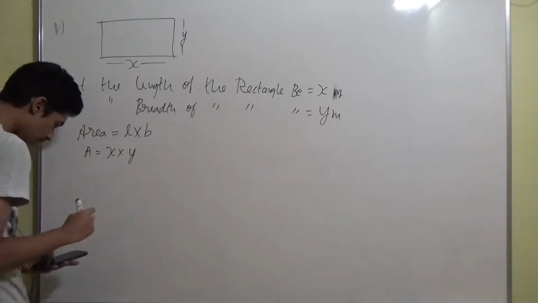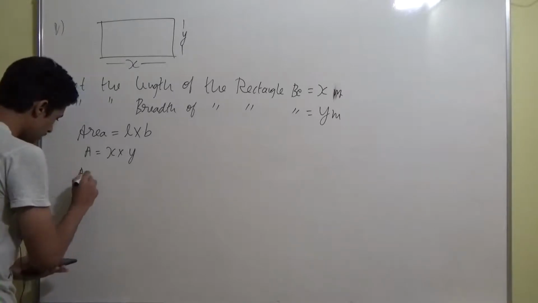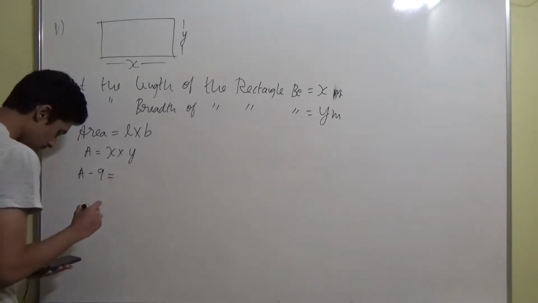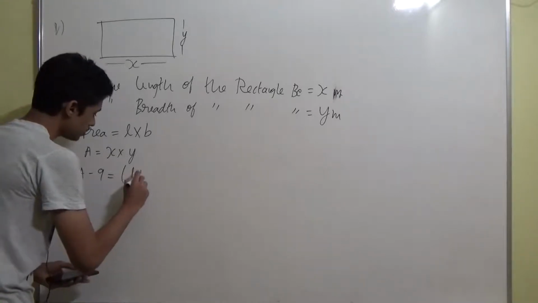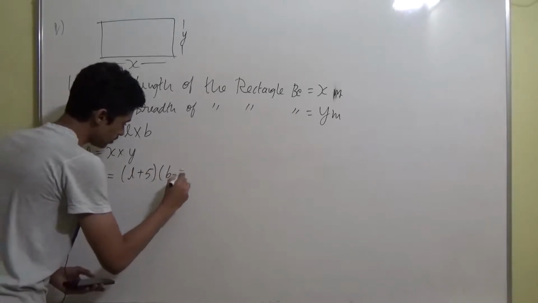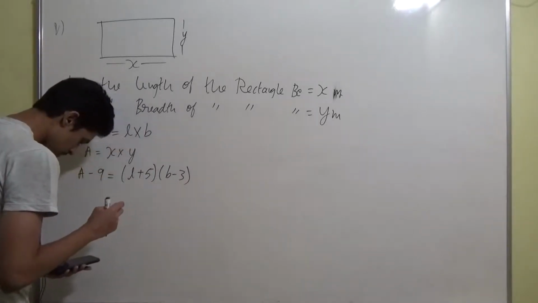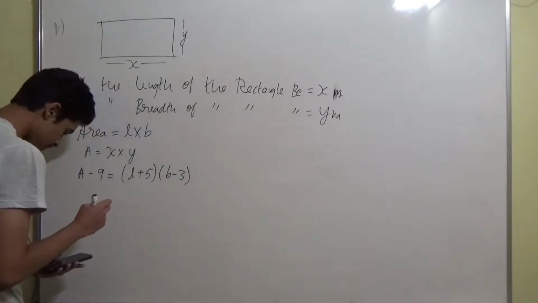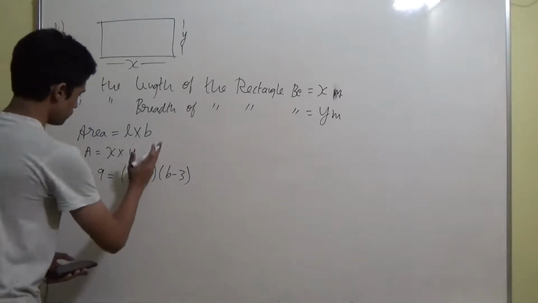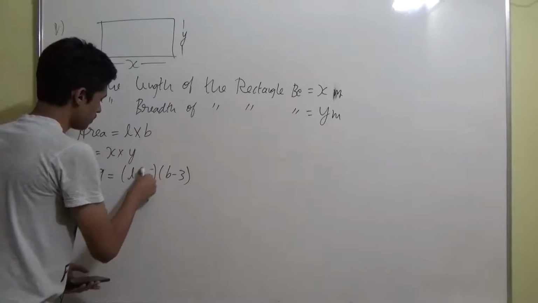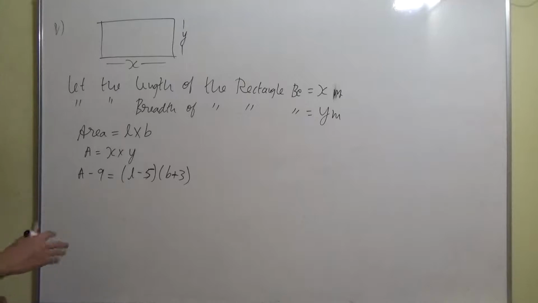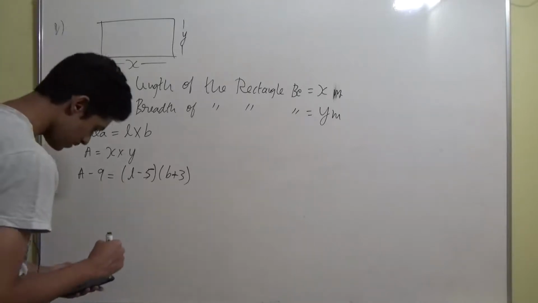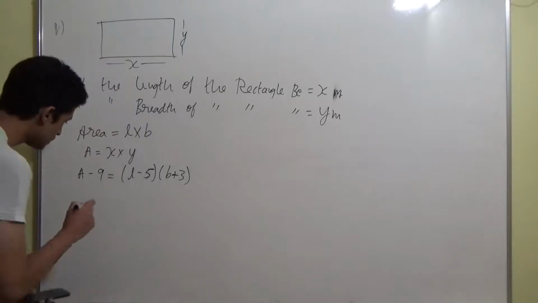Correct? Now they are telling us the area gets reduced by 9 if the length is reduced by 5 units and breadth is increased by 3 units. Just a minute. Opposite I wrote. Length is reduced by 5 units and breadth is increased by 3 units. That time area becomes reduced by 9 units. And the second equation is it gets increased by 67 units.